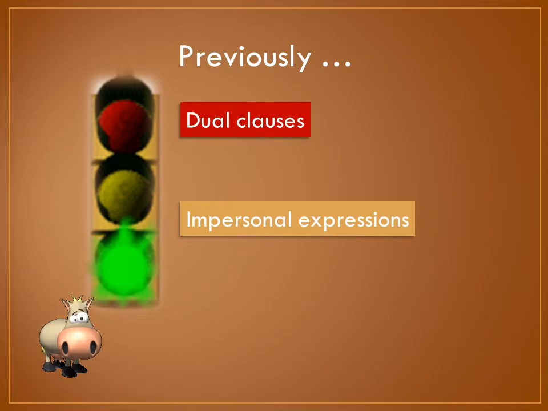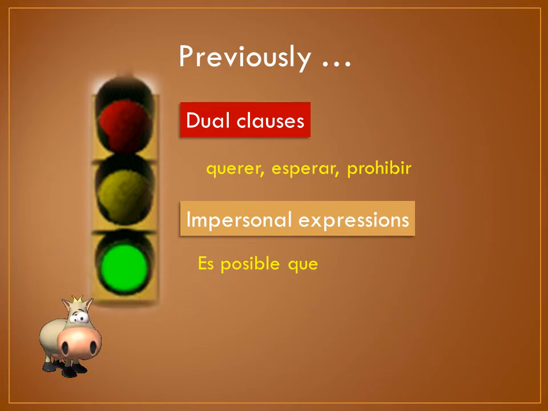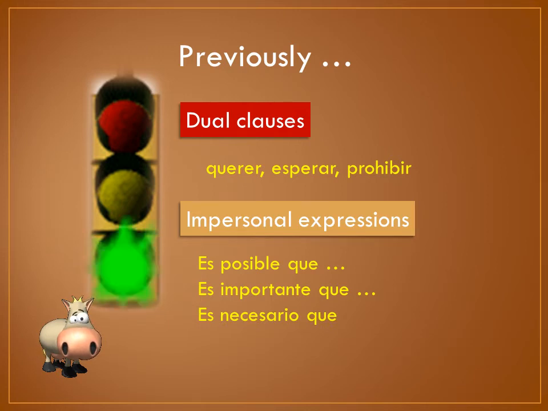Señor G here. We've already talked about complex sentences or sentences with dual clauses with words like querer, esperar, or prohibir, which will signal to us that we should use the subjunctive in the dependent clause. Or impersonal expressions like es posible que, es importante que, es necesario que, that also will signal that we will be using the subjunctive. Now let's look at some other verbs and phrases that are going to signal that we'll use the subjunctive.